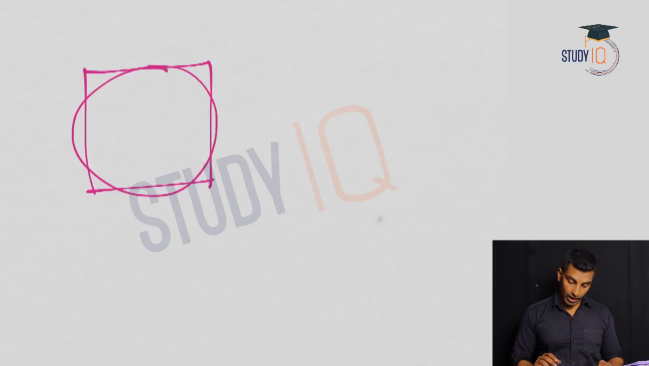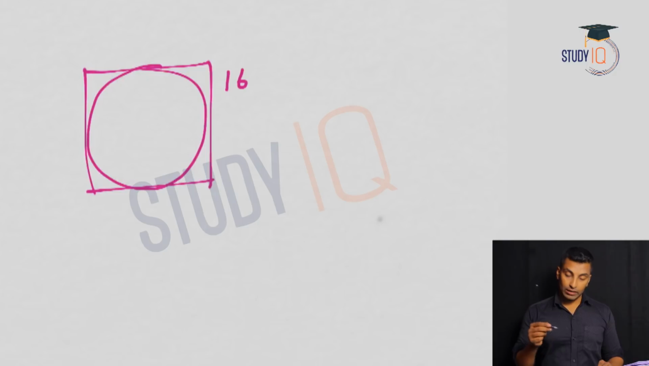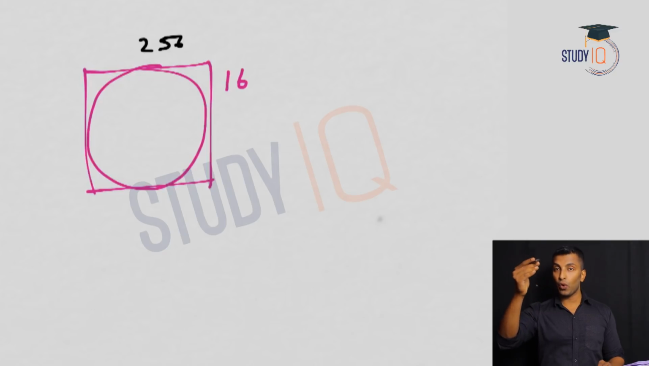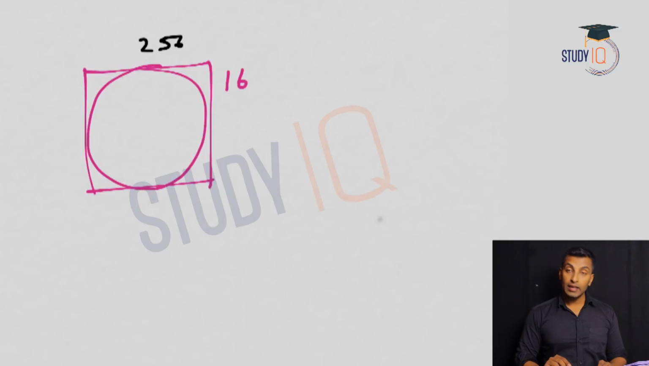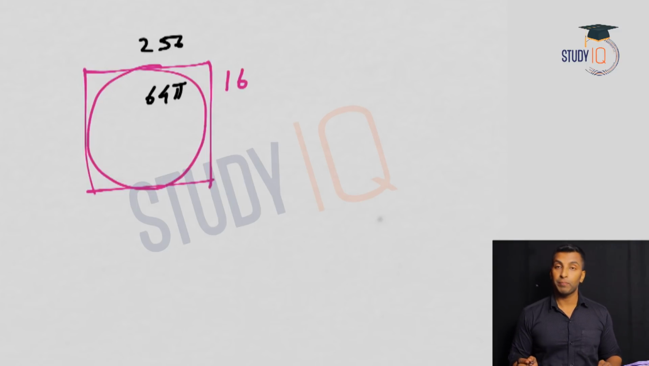You have a square and you have a circle, so this is the maximum possible circle which can be inscribed, and the side is given as 16. So what is the outer area? This is 256. So what will be the area of the circle? See, the ratio is 4 and pi, so divide by 4 and then put pi, so that will be 64 pi. Okay, so 256 and 64 pi.